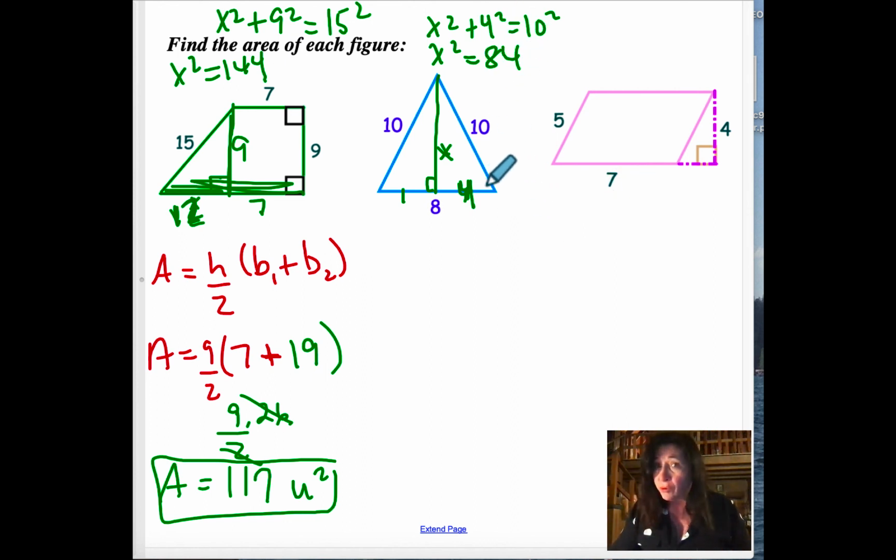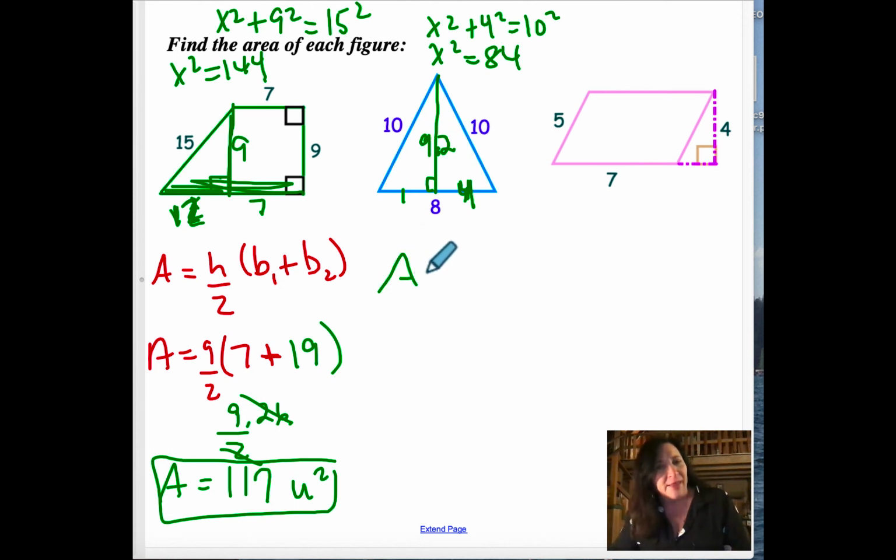And then I'm going to take the square root of both sides. So I'm going to do an approximate, not exact answer. So 84 square root, that means I can have a decimal. So x is about 9.2. So that means my height right here is about 9.2.